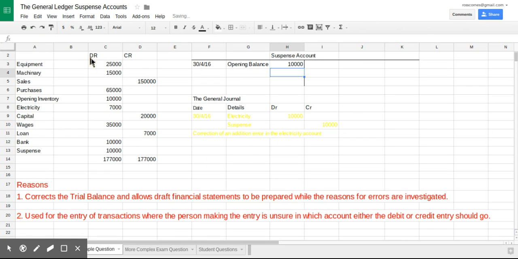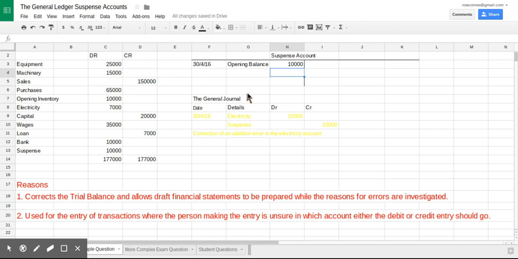Now, what could have happened now is somebody could have gone away and made a start on actually preparing the income statement, and another group of accountants on a large audit team would perhaps be sent off now to try and find the error. And because it's a simple error here, I'm going to say that the electricity has been undercast or under-added up by 10,000. So it should have been 17,000, but we've only recorded 7,000.